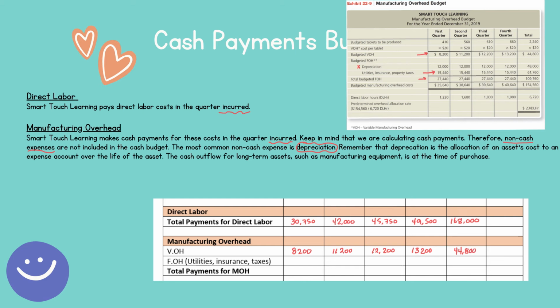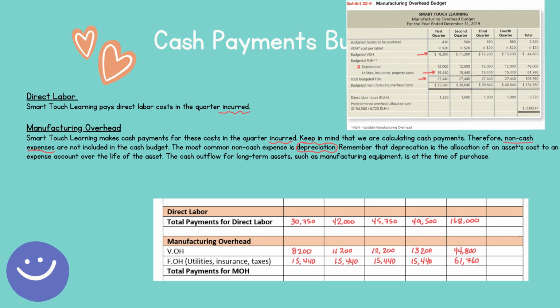For the fixed overhead, again, I need to include all the cash payments expenses except for the depreciation. So I'm gonna take 15,440. Since it's fixed, it's gonna be constant as total. So it's gonna be the same for all the quarters. Okay, so the total will be 61,760.